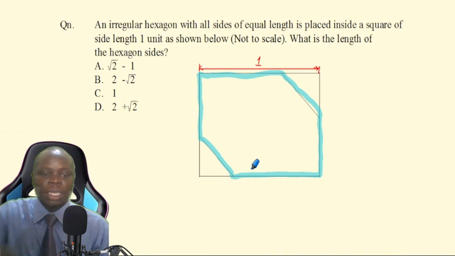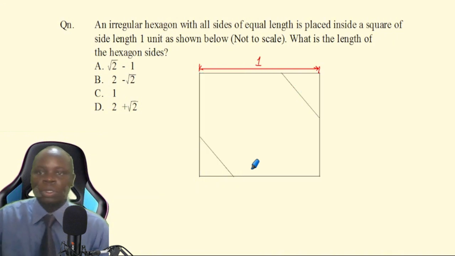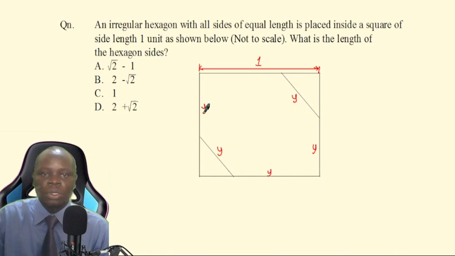Now what we can do is let that side be any letter of our choice. So here I'm going to let this side be y. So if this is y, everywhere is y. So we have here also y. But we're interested to get only one of these, and the answer will correspond to any of these 4 choices given for us here. But we don't know which is going to be the answer.